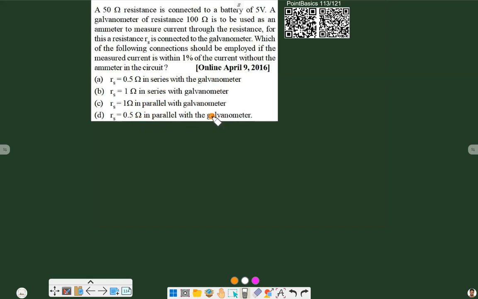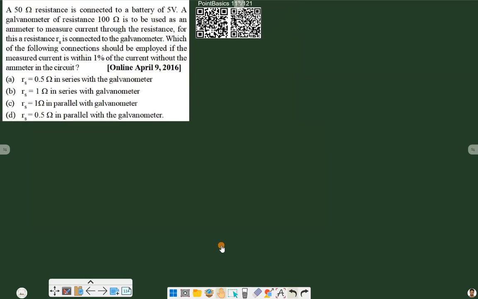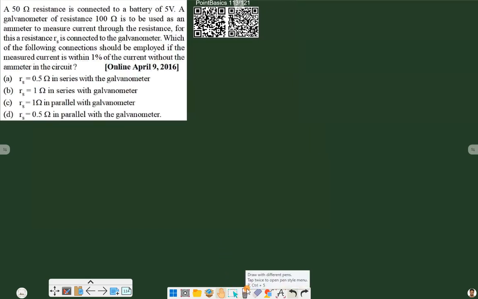So here we have to measure the current without the ammeter in the circuit. So with and without the ammeter, we have to find the current in the circuit, and then we will find out the value of Rs. First we will find out the current without the ammeter, and then we will solve for with the ammeter. So, without ammeter.